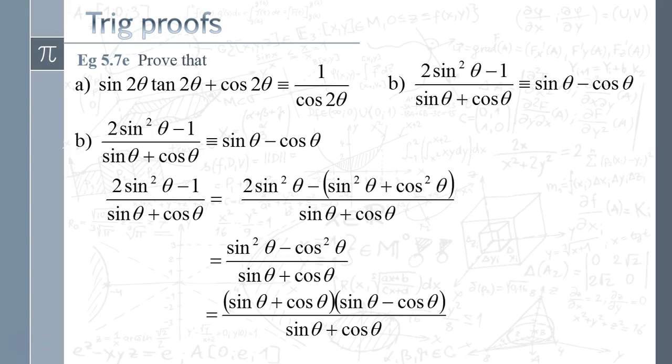The reason that's really useful is you'll now notice that we've got sine theta plus cos theta on the top, sine theta plus cos theta on the bottom, and a bit of cancelling leaves us with the result that we're after.